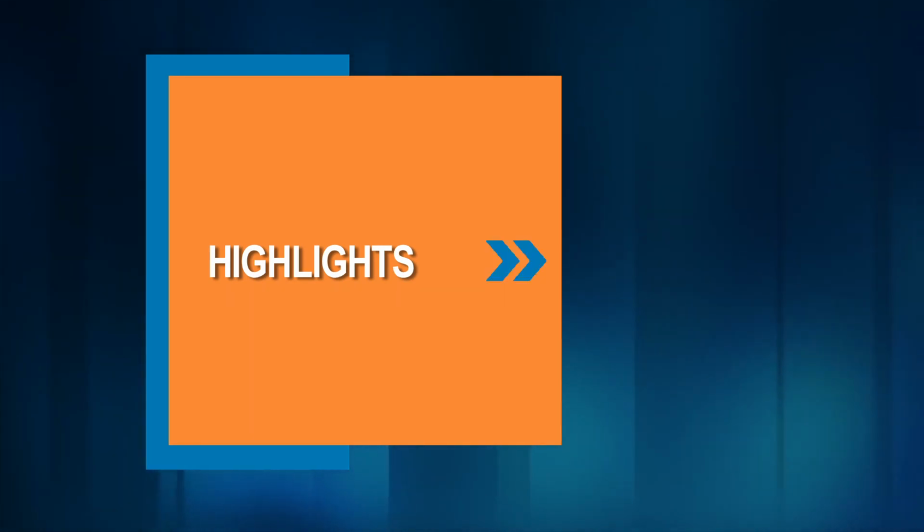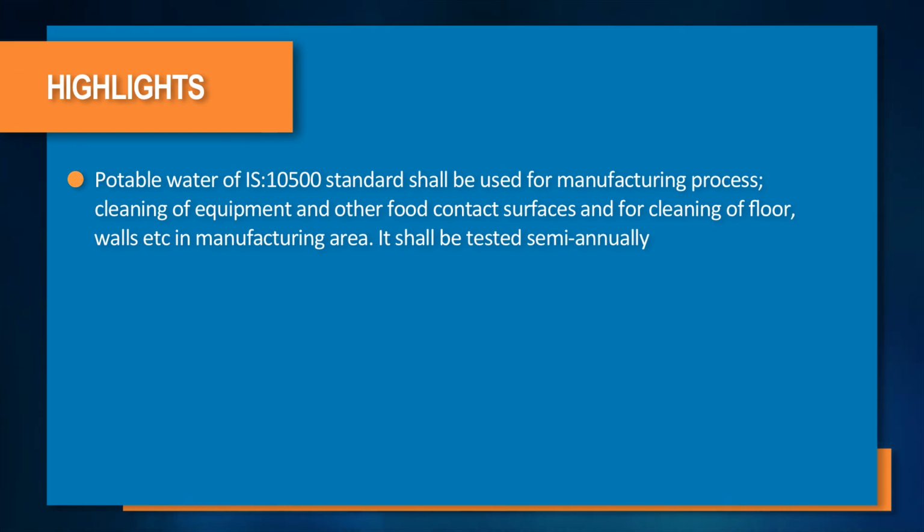The key takeaway points are: potable water of IS 10500 standard shall be used for manufacturing process, cleaning of equipment and other food contact surfaces, and for cleaning of floor, walls, etc. in manufacturing area. It shall be tested semi-annually.